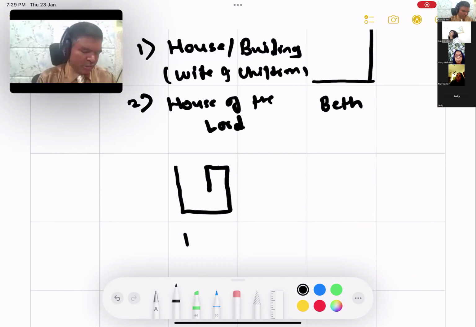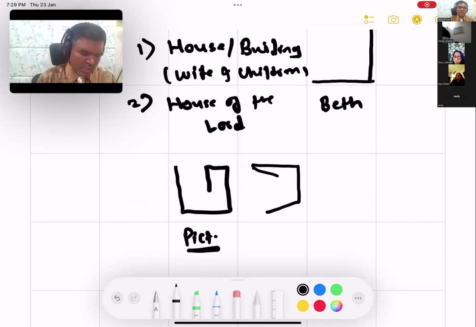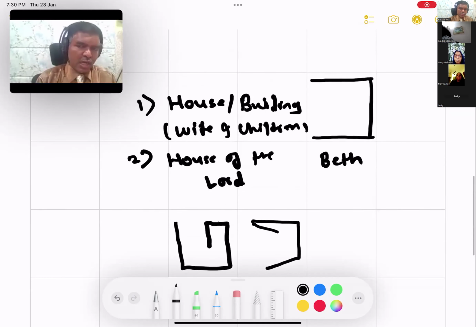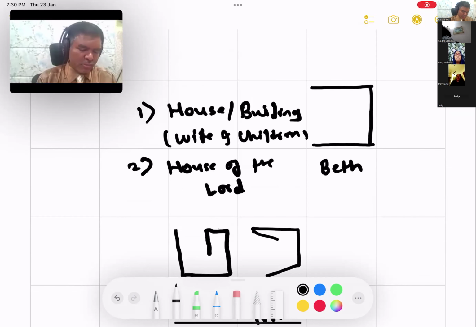This is pictographic language during ancient time. Then Katav Ivri, during the time of Moses, the script was written like this. That is called Katav Ivri. Katav means writing, Hebrew writing during the time of Moses. And now in Ashurit, or modern Hebrew, this is written like this.